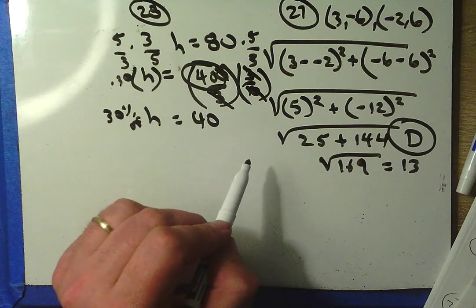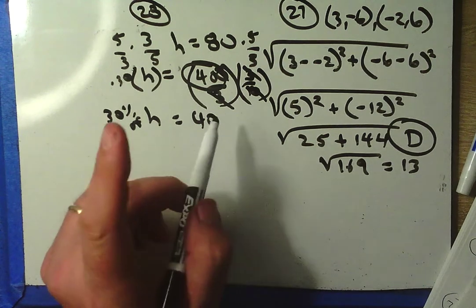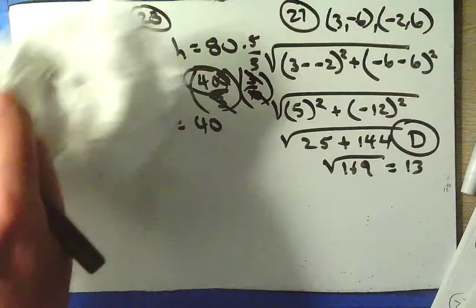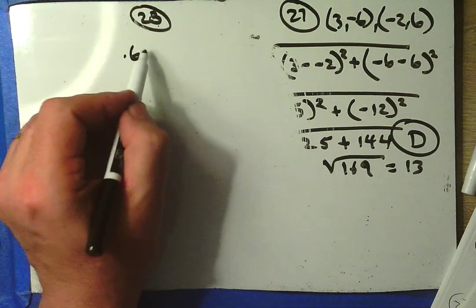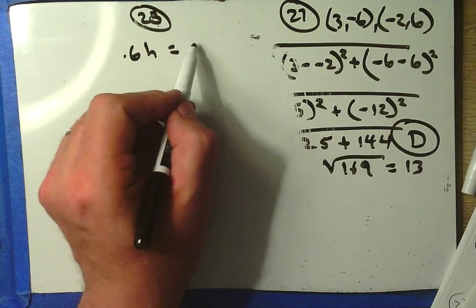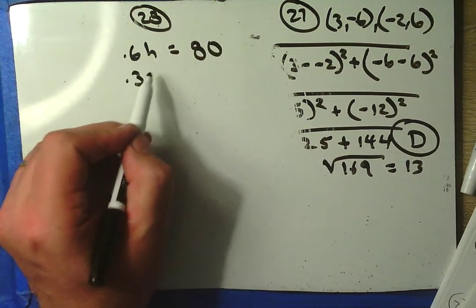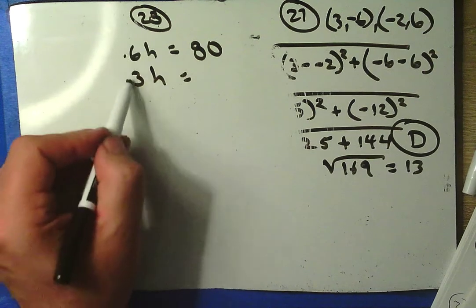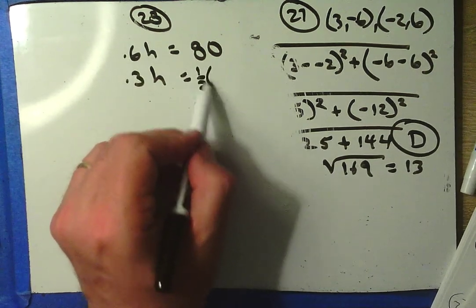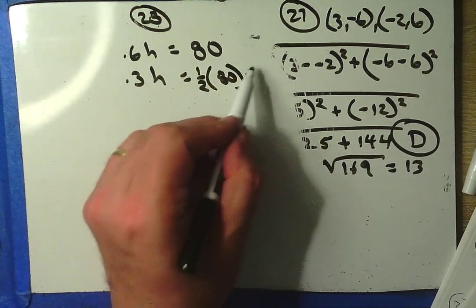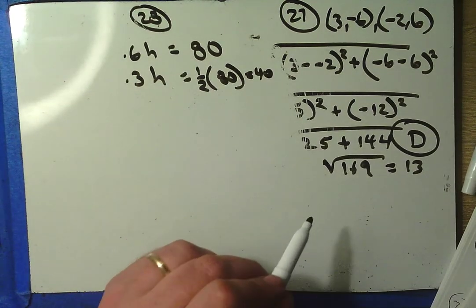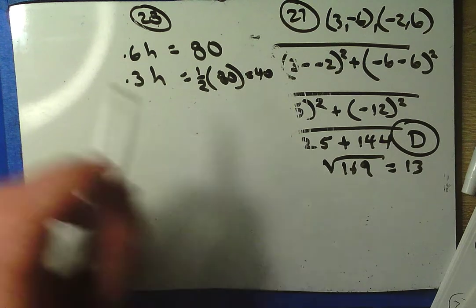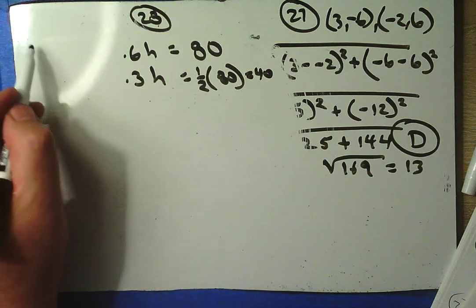I guess you could set that up this way as well. You could say 60% of h equals 80. 30% of h would be half of 80. But most people don't see to do the problem that way, so I wouldn't show that as a first go. The translating is usually what people do.